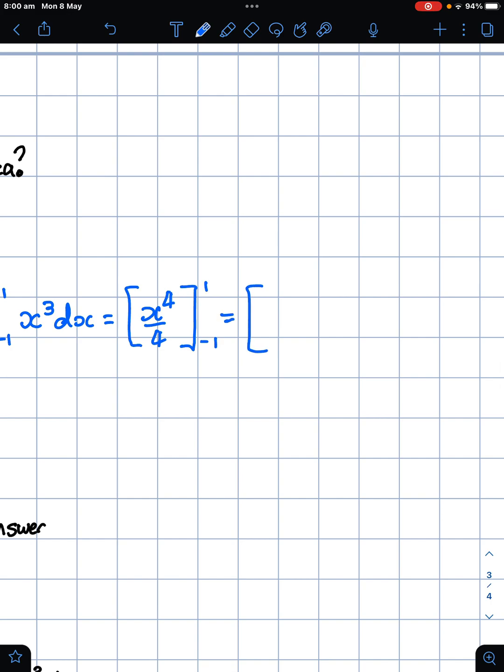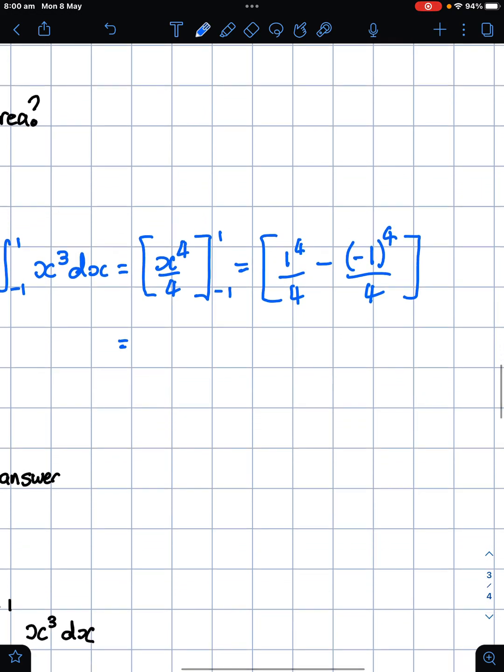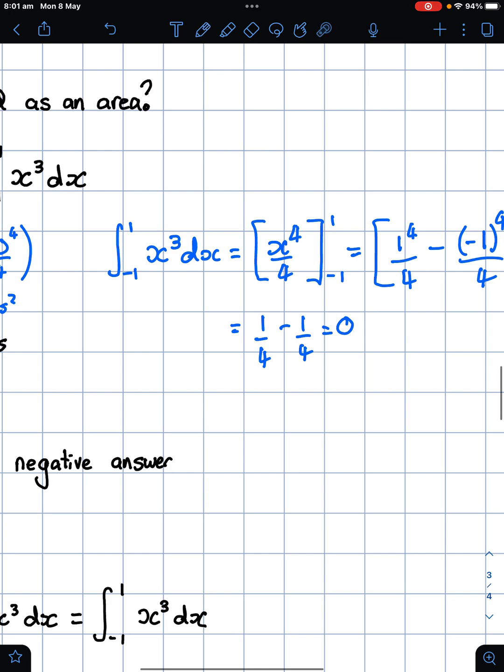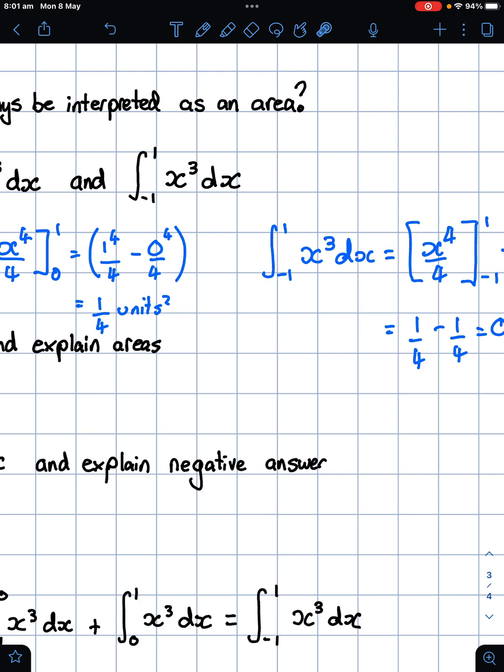When we put these values in, we're going to get 1 to the power of 4 over 4 minus -1 to the power of 4 over 4. That is going to equal 1/4, because 1 to the power of 4 is 1, and then -1 to the power of 4 is 1, but we take away 1, so it's going to end up being 1/4 take 1/4, which equals 0. So this integral gives us 0, whereas the one before gave us an area.